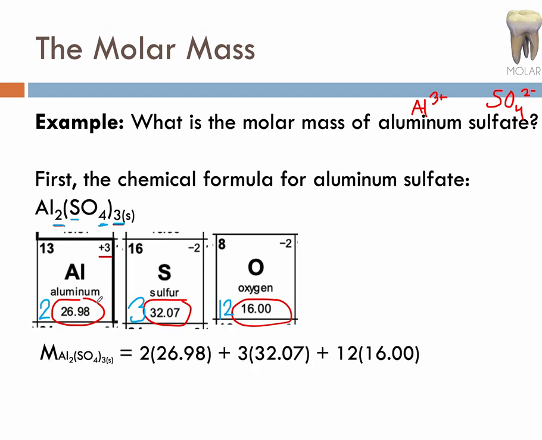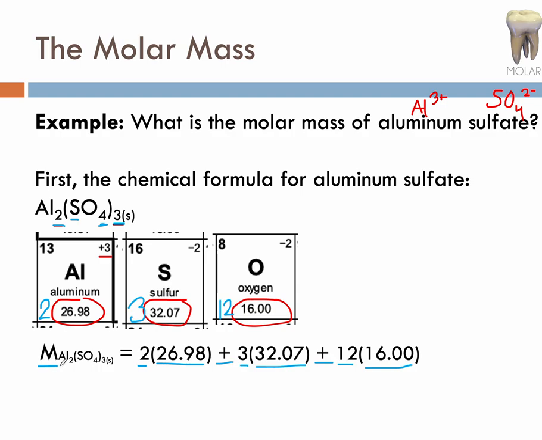To get your molar mass, what you're going to do is multiply the molar mass of each element by how many times it shows up in your chemical formula. So aluminum shows up twice, so we multiply by 2. Sulfur shows up 3 times. There's 3 sulfurs in there, SO4 3, right? And oxygen, there are 12 oxygens, 4 times 3, in my chemical formula, so I'm going to multiply the molar mass of oxygen, 16, by 12. Then just add them all up. So notice this is adding, not multiplying.